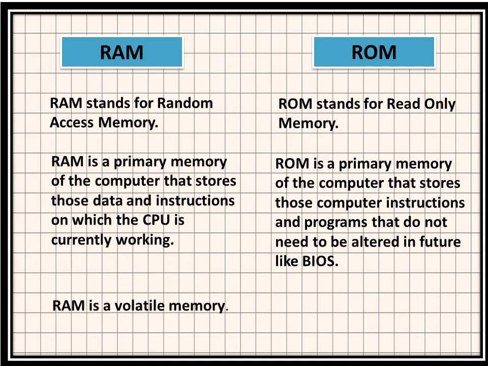RAM is volatile. This means it loses all data when the power is turned off. ROM is non-volatile, so it keeps its data even when the system shuts down.